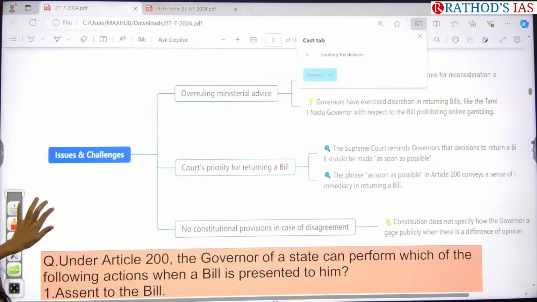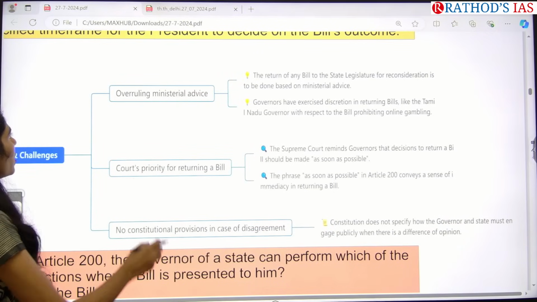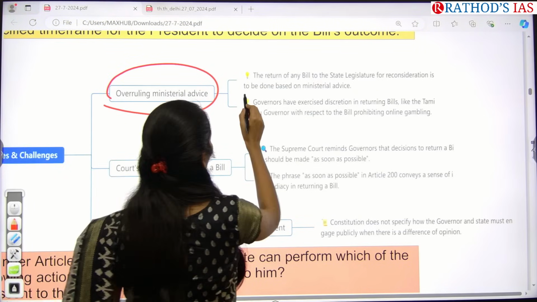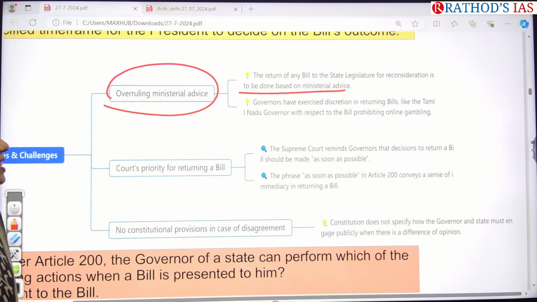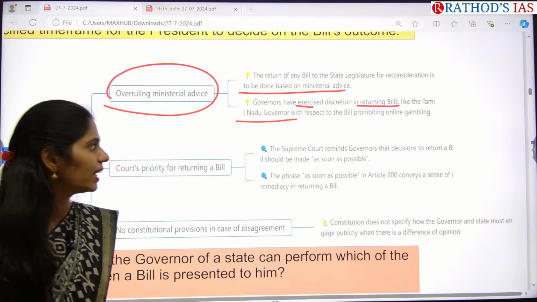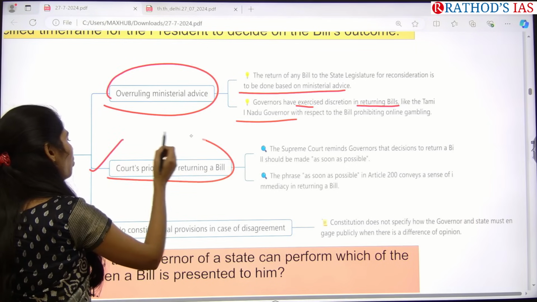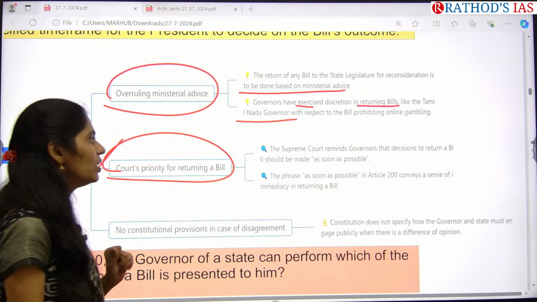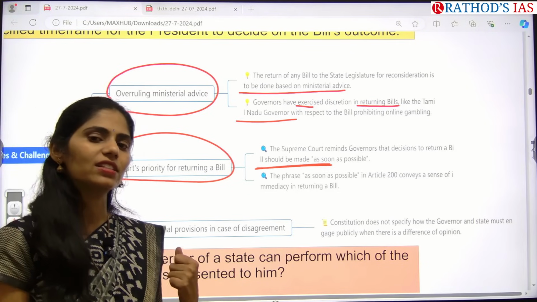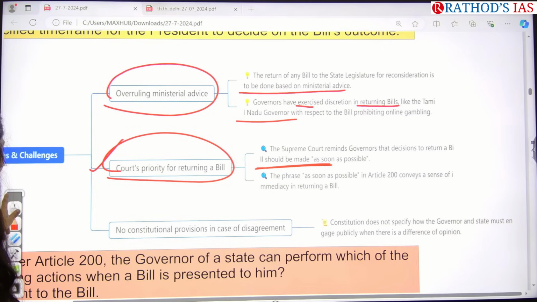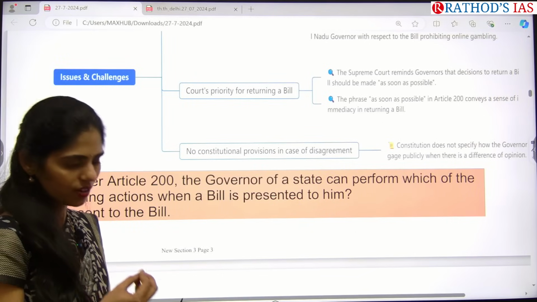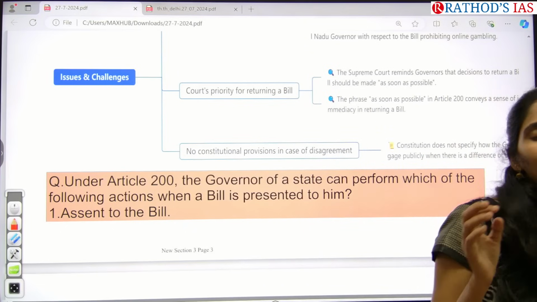What are the issues and challenges regarding Article 200? The first is overruling ministerial advice. If a bill is returned to the state legislature for reconsideration, it should be based on ministerial advice. Governors have some discretion in returning bills, like the Tamil Nadu governor, who returned the bills regarding gambling. Next, there is now also court priority on returning bills. The Supreme Court also reminds governors to take any decision regarding these bills as soon as possible. And the next one is that there is no constitutional provision in case of any disagreement between the governor and the state. Because of this, whenever there is a difference of opinion, they will either delay or reserve the bill for the President.